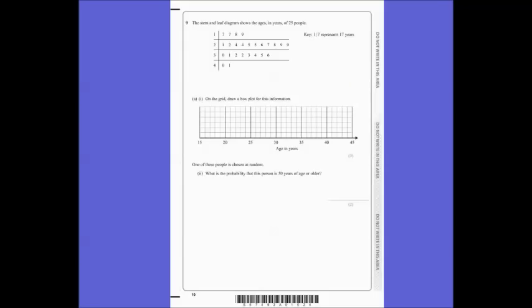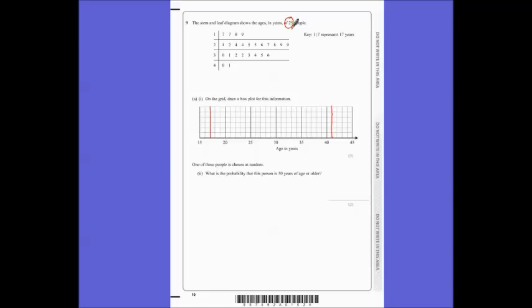Question 9. The stem and leaf diagram shows the ages in years of 25 people. So it's really important, we don't need to count up, we've got 25 people. On the grid, draw a box plot for this information. Well, a box plot starts off with the minimum value, which would be at 17, so we need to draw a line at 17. The maximum value, which would be at 41, so we need to draw a line at 41. And then we need the median, the lower quartile and the upper quartile.